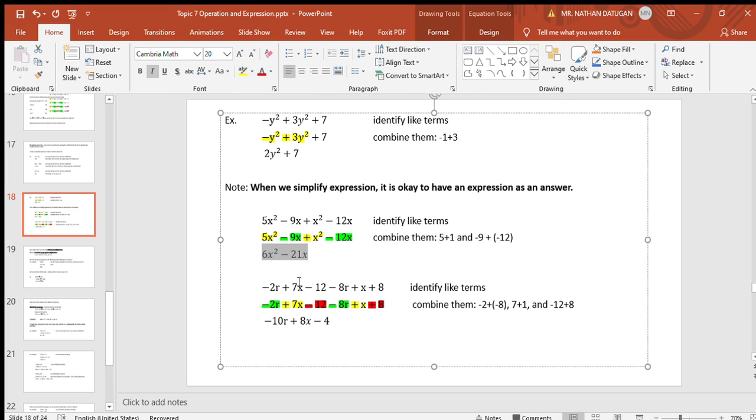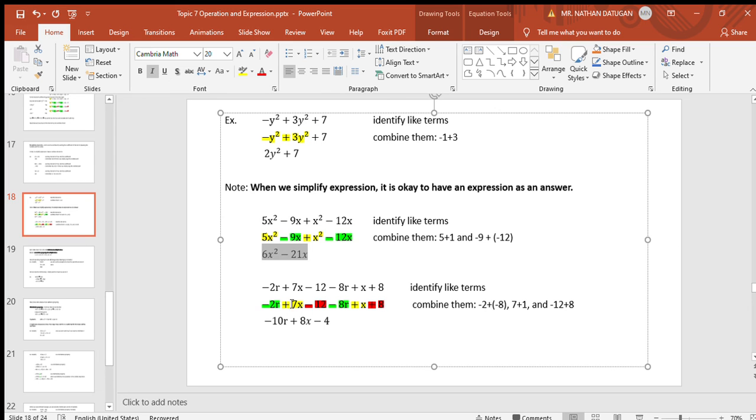Negative 2r plus 7x minus 12 minus 8r plus x plus 8. So again, first thing first, you identify the terms. And then next you combine the like terms. In this case, negative 2r is a like term with negative 8r, so negative 2 plus negative 8 should give you guys negative 10. You copy the variable part r.